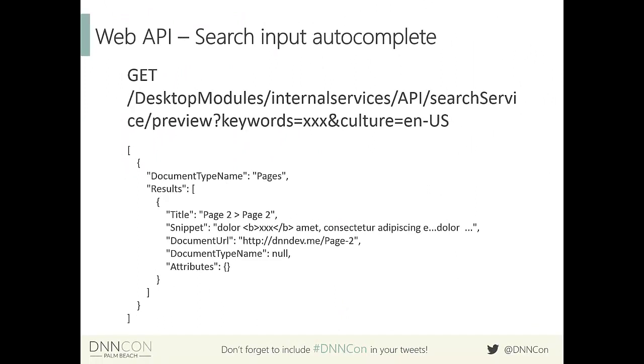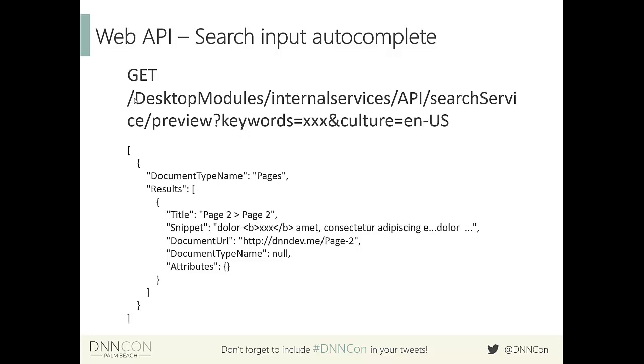Now I want to talk about the web API, and what I mean by web API is the internal DNN framework services that are built into the core that we can leverage in our own modules or in our own JavaScript. These web APIs are used by the core modules in the search, and the two that I'm going to show you are this one here, the search input autocomplete, and then the next one will be the actual search results. I don't have a code or a demo for this one, but I do have one for the search results, but you can at least get the idea from the search results. This one works very similar.